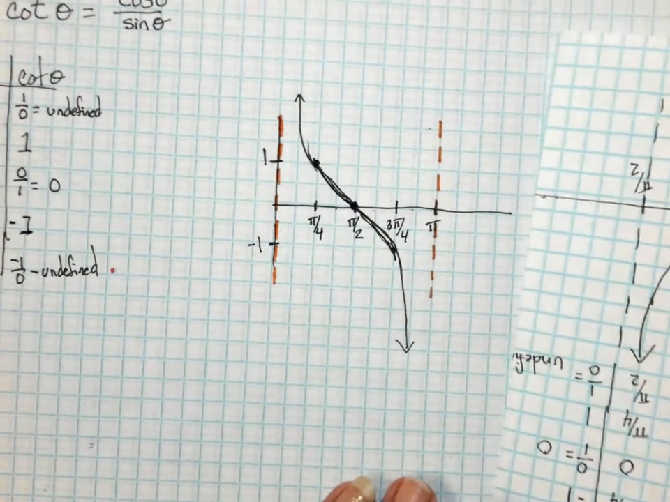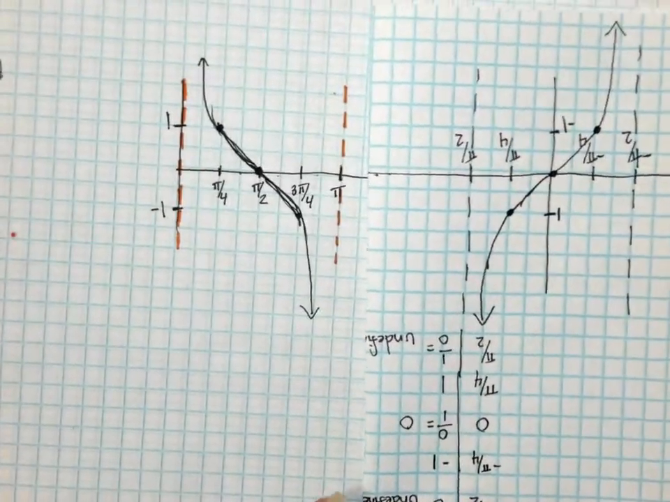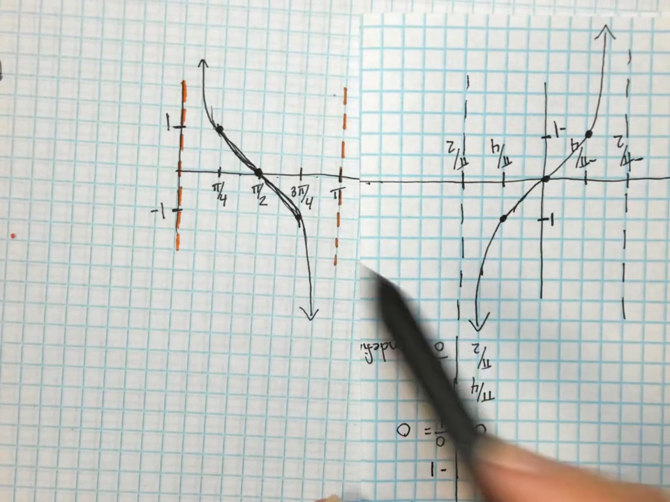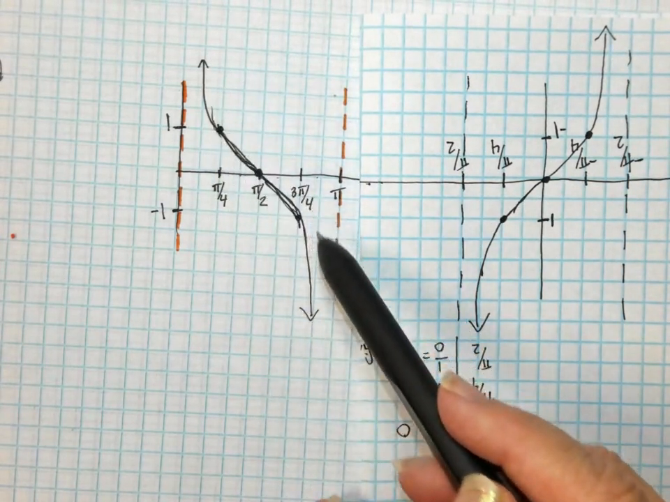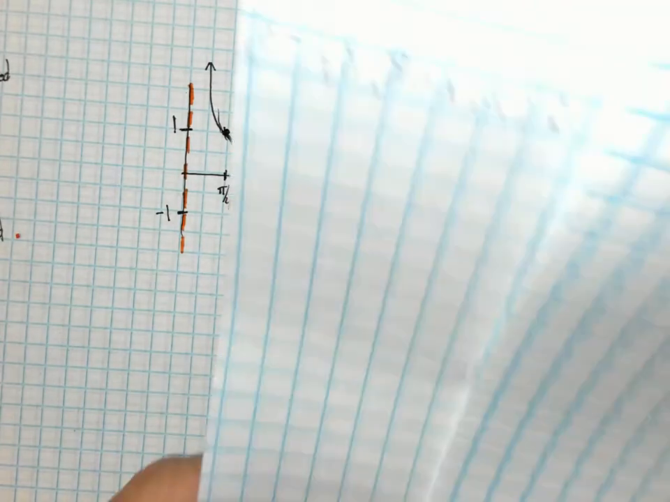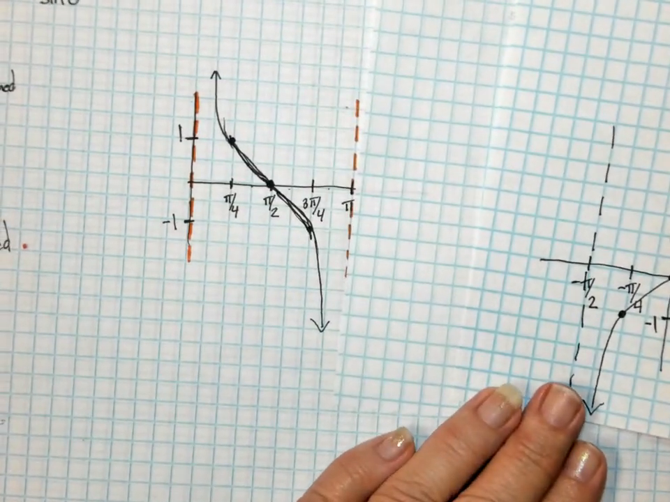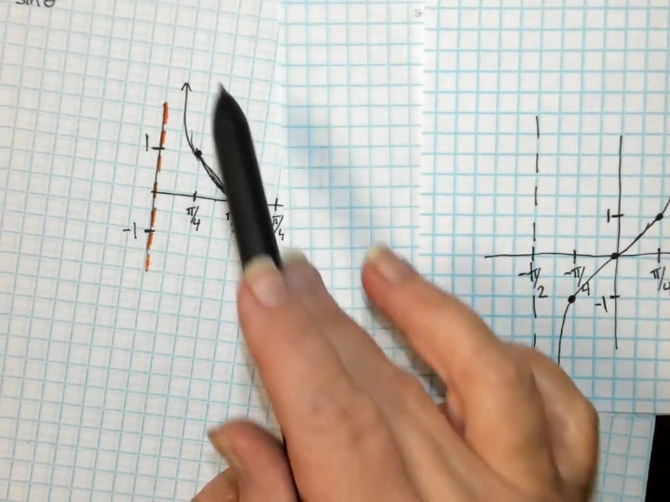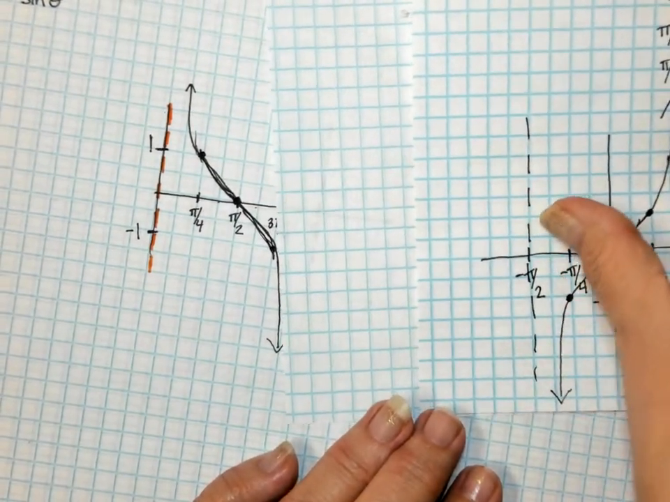Alright, so let's look at these two side by side, right? So we've got our tangent, just going like that, and then your cotangent going that way. No, I've got my graph upside down. Sorry. Tangent, cotangent.